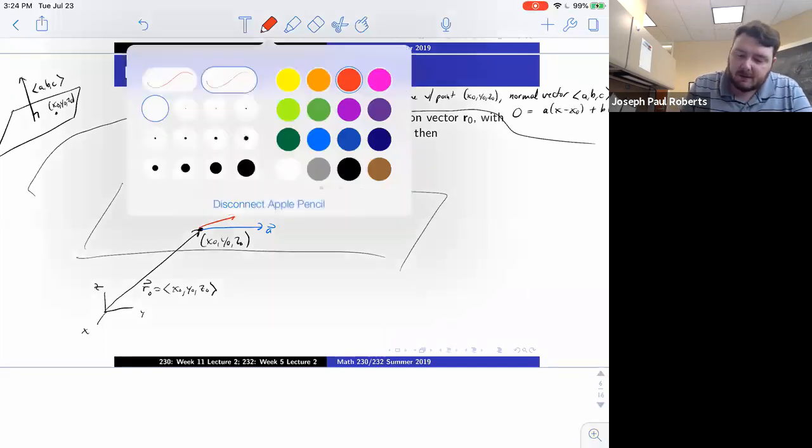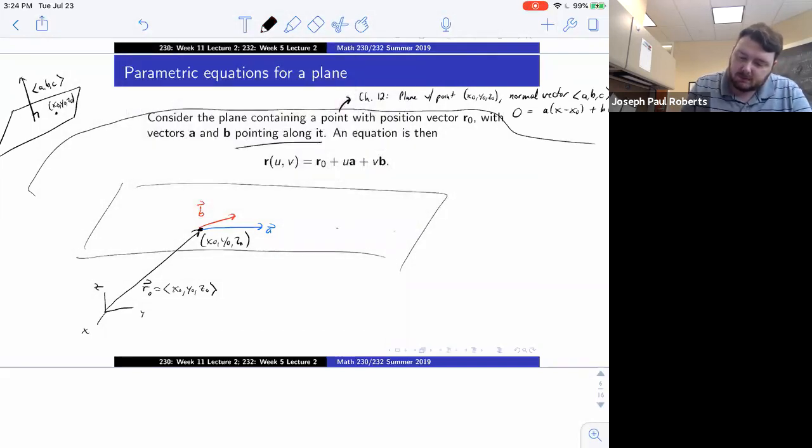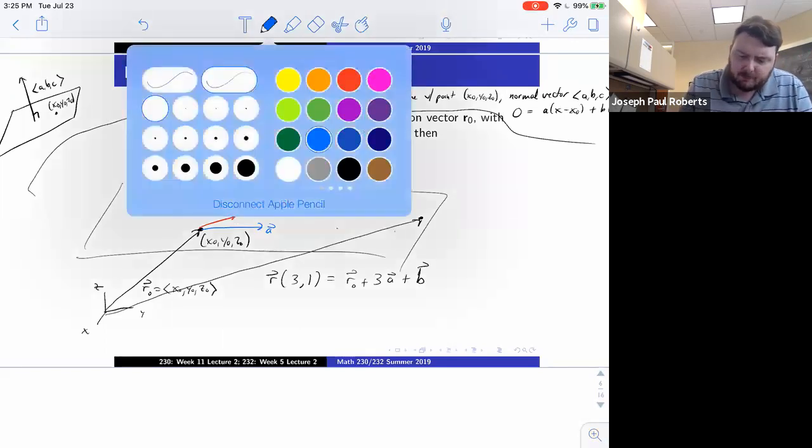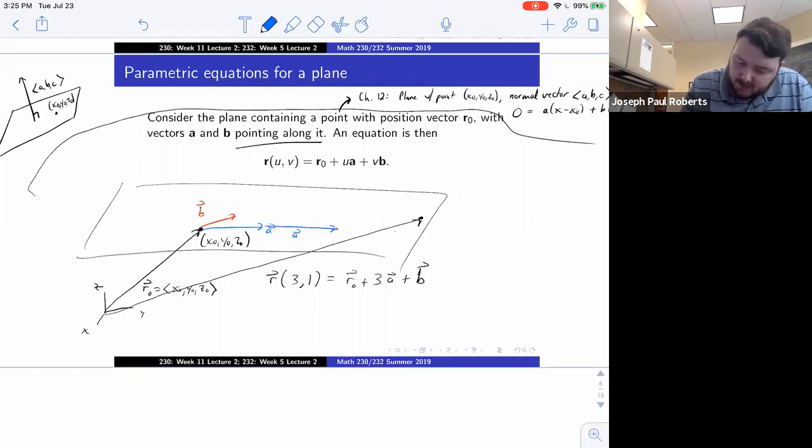So for example, let's say I have this point over here. This position vector, and let me try that again. Okay, that's pretty good. For the sake of argument, this would be R of 3, 1, which would be R naught plus 3 times vector A plus vector B, if I substitute in U equals 3 and V equals 1. Because the whole idea is, let's add 3 copies of vector A. Yeah, so I didn't do a great job. Let's see if I can fix this. Oh, never mind. Redo. That's 3 copies of vector A.